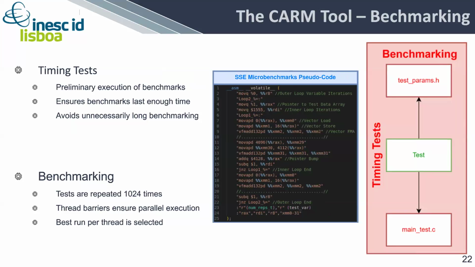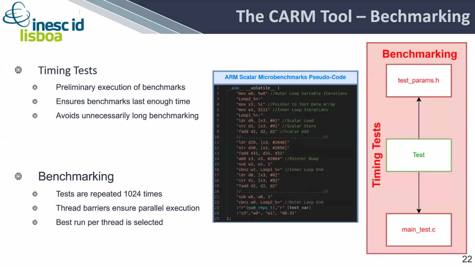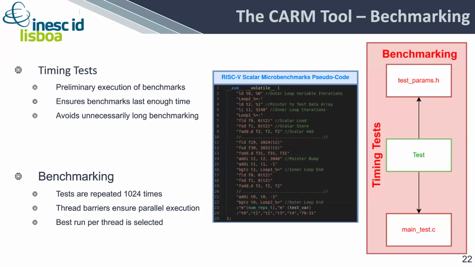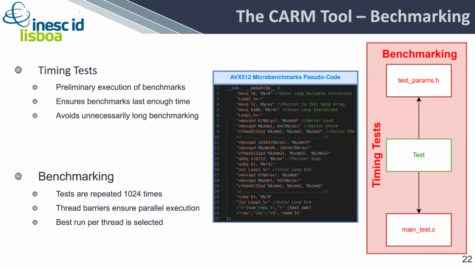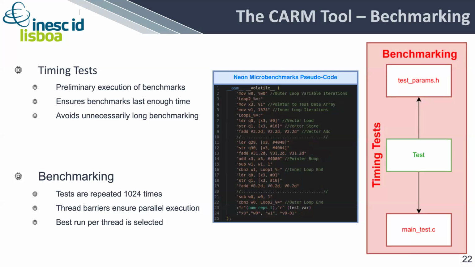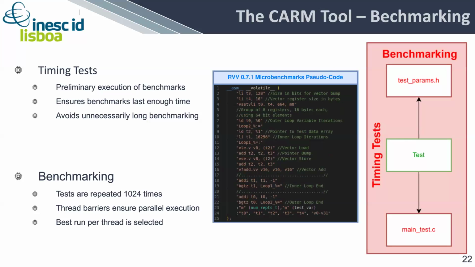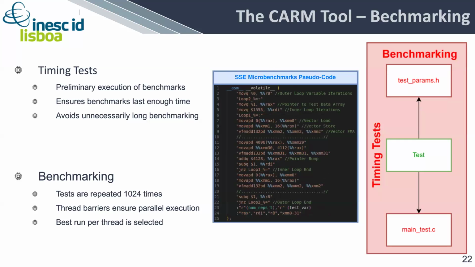And as I mentioned before, the CARM tool first runs the benchmarks to determine how long they will take, to then adjust their execution time via the outer loop to ensure they last enough time to produce stable results, but also don't take unnecessarily long times. So finally, the tool executes these benchmarks 1,024 times, and then the best run is selected, from which the bandwidth and peak gigaflops values are calculated.